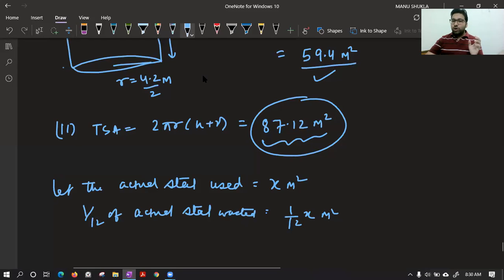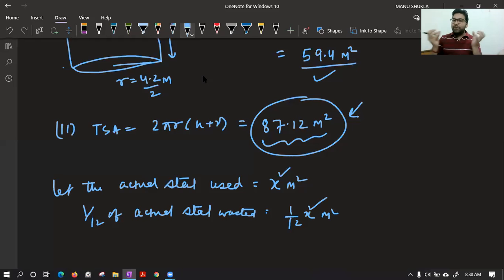If you are thinking you have to find 1 by 12 of this thing, it is wrong. If the question had said 1 by 12 of TSA, then it was okay. But the question is saying 1 by 12 of actual steel used is wasted. So actual steel was X meter square. So this much is wasted.